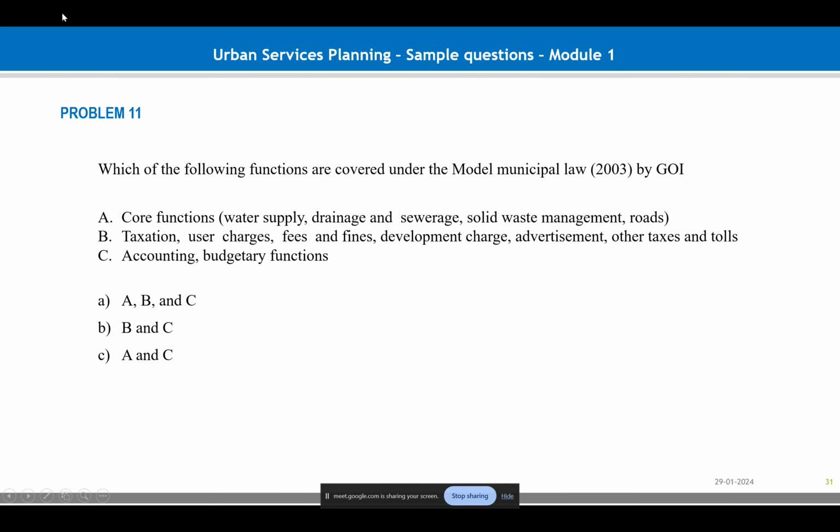Right. So question 11, which of the following functions are covered under the Model Municipal Act of 2003 by Government of India? A, core functions: water supply, drainage, sewerage, solid waste management, roads, etc. B, taxation, user charges, fees and fines, development charge, advertisement and other tax and tolls. And C, accounting, budgetary functions. All of them? Yes. All of them? Sure. Taxation is included by the Model Municipal Law.